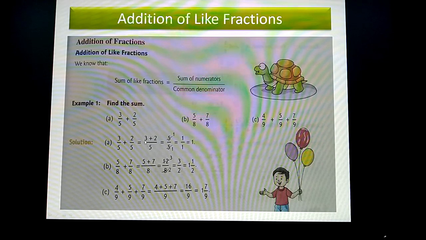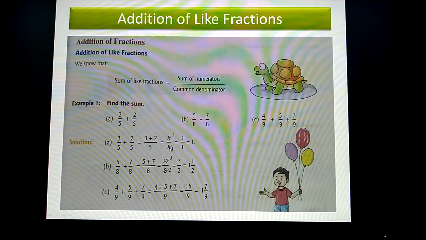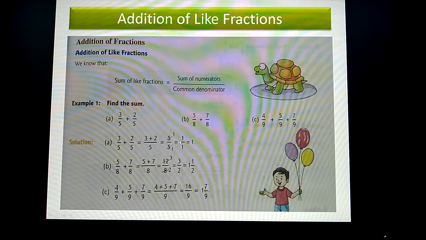Only thing that we have done here, if you can see clearly, is that we have added 3 and 2, and that gives us 5. Now since 5 is divisible by 5 and that gives us 1, we have to reduce it by cancellation, and then we get 1 as the result.